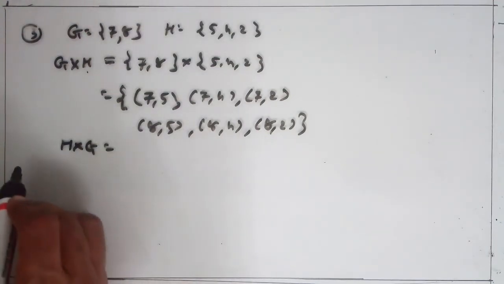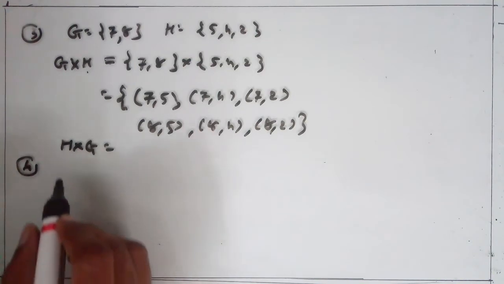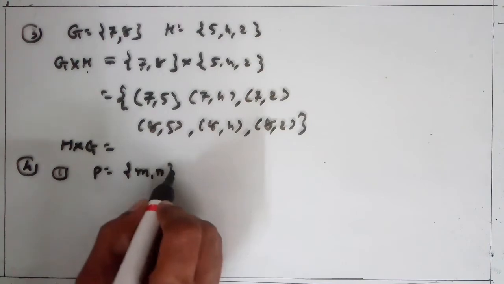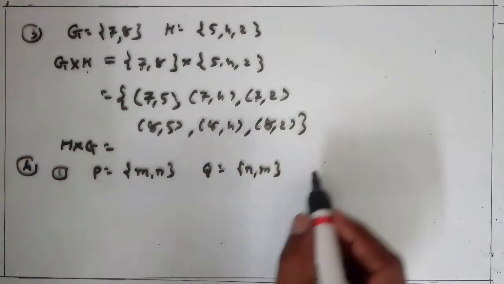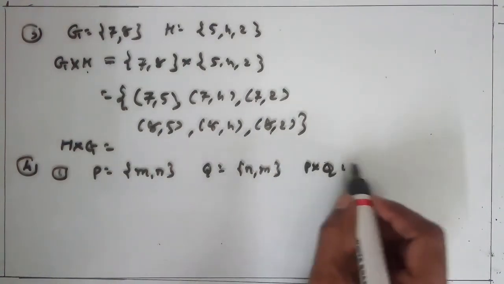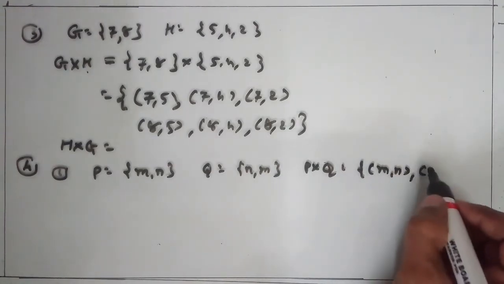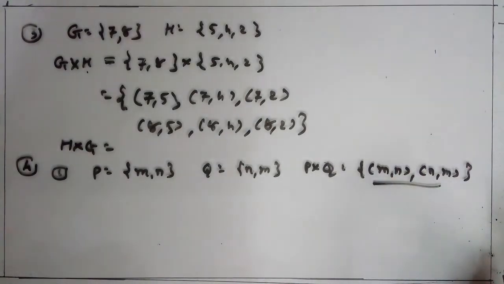Now next, question number 4. State whether each of the following statements is true or false. If the statement is false, rewrite the given statement correctly. Number 1, P is equal to {m, n} and the set Q is equal to {n, m}. Then P cross Q is equal to {(m, n), (n, m)}. What do you say about this cross product? Is this right?